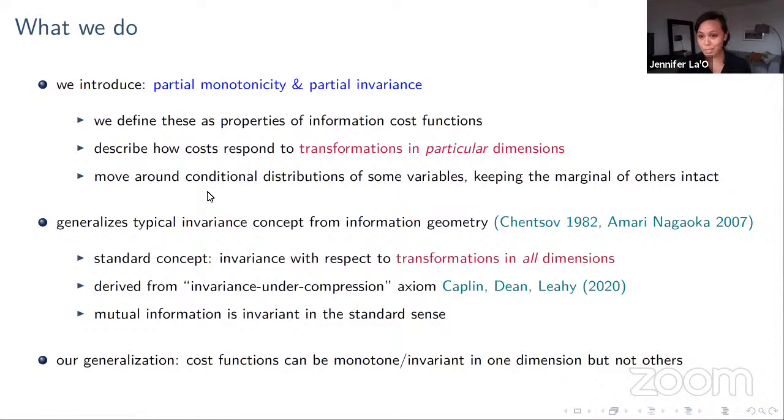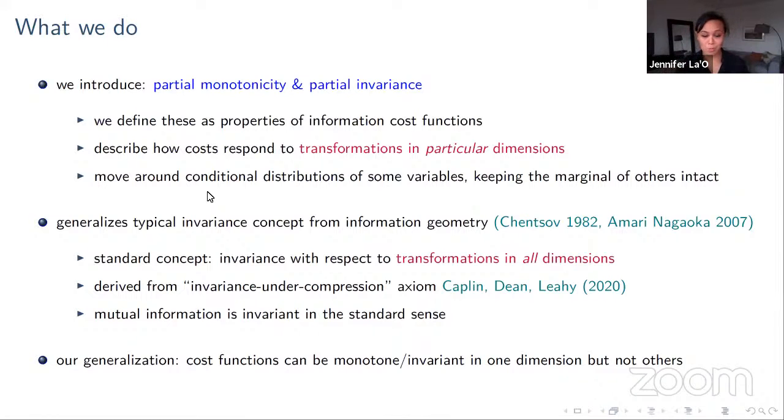These concepts that we introduce are going to be a generalization of this invariance concept that is found in a few other papers, but also in information geometry. It's also found in this recent paper by Kaplan, Dean, and Leahy. It can be derived from their axiom of invariance under compression.